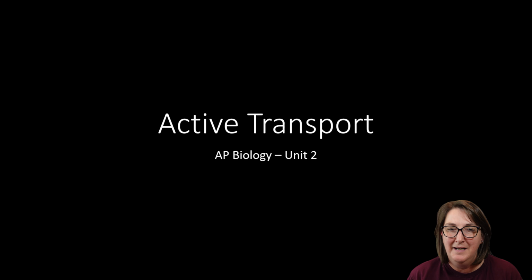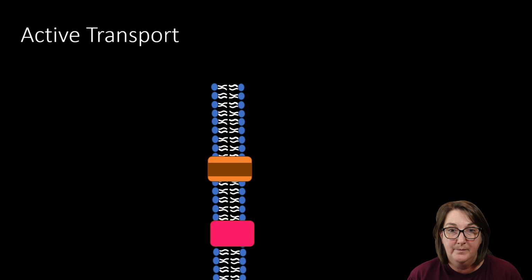Ms. Patterson here. Today we're going to go over active transport, AP Biology Unit 2. So here I have a plasma membrane, and if you remember this plasma membrane, I have my hydrophilic heads, my hydrophobic tails, and material can pass through this membrane.